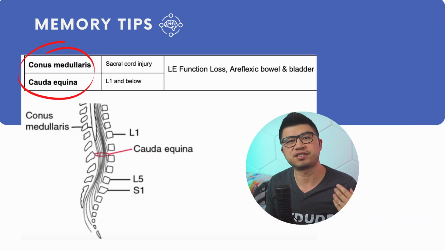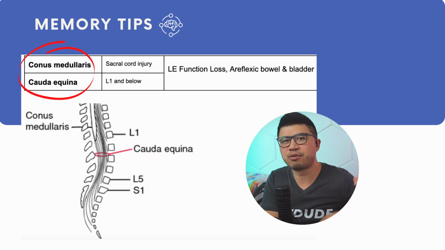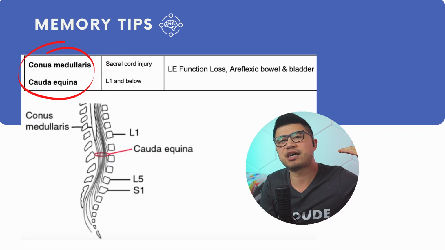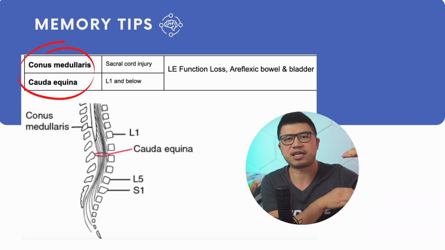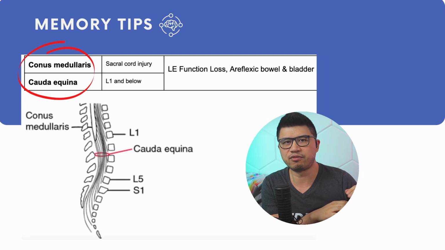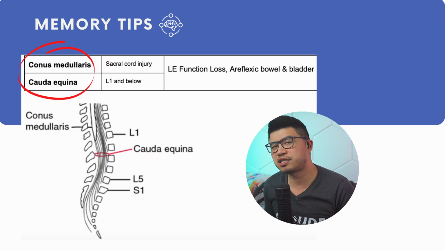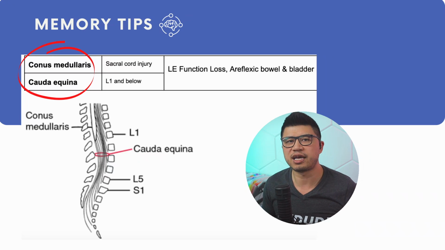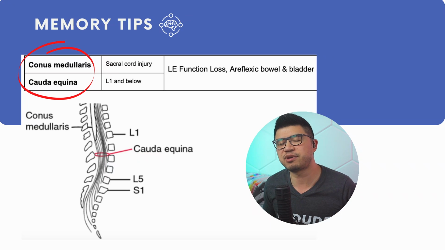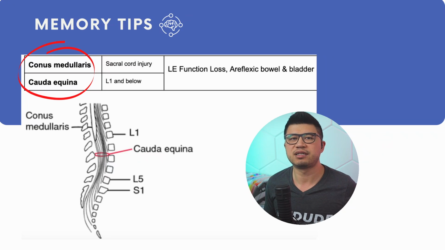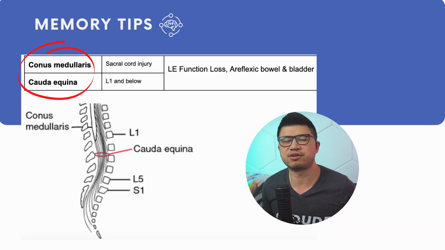Really quickly, I want to review conus medullaris and cauda equina. The main difference between these syndromes is really the location. With conus medullaris, it is anatomically higher as a sacral injury compared to cauda equina, which is lower, such as an L1 injury. Both of these are characterized by lower extremity motor and sensory loss, which makes sense as it's a low-level spinal cord lesion. And as you already likely know with spinal cord injuries, there's a high chance, especially of affecting bowel and bladder function. So there is that as well.